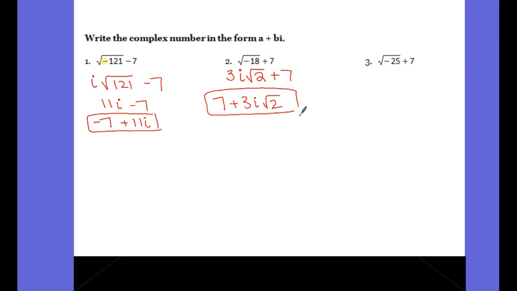Okay, negative 25 is under the square root. So what would be the square root of negative 25? It becomes 5i. And flip your terms.